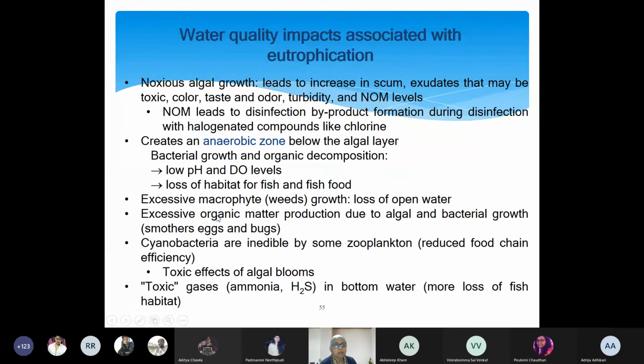Now, because you have excessive organic matter even in the sediment in these lakes and reservoirs, a lot of toxic gases come out. So you have ammonia and hydrogen sulfide coming out of the sediment as the organic matter gets degraded. This again leads to loss of aquatic habitat for fish and other organisms.